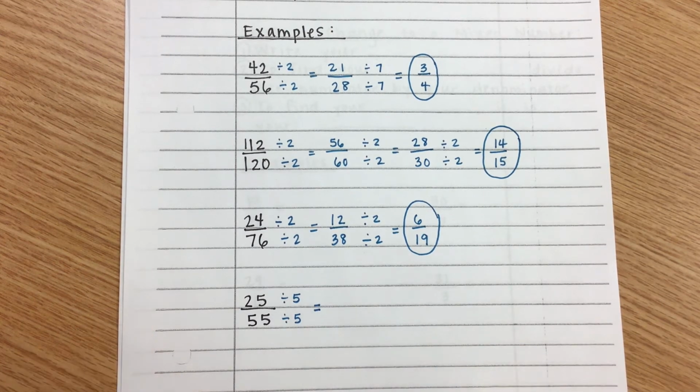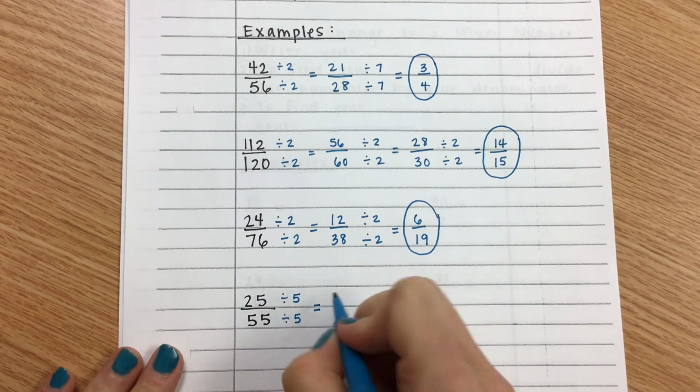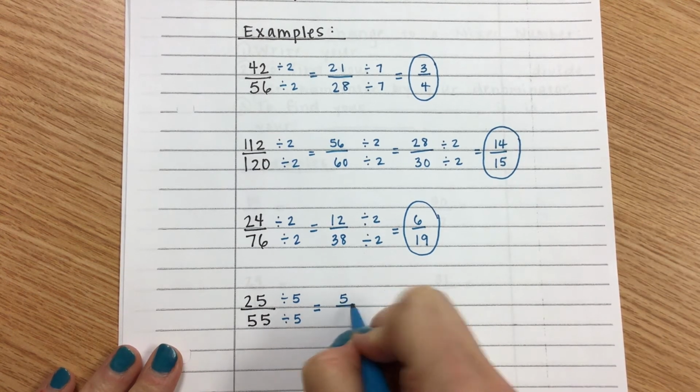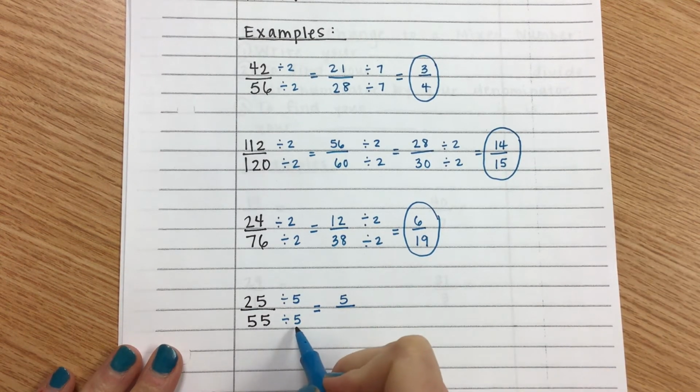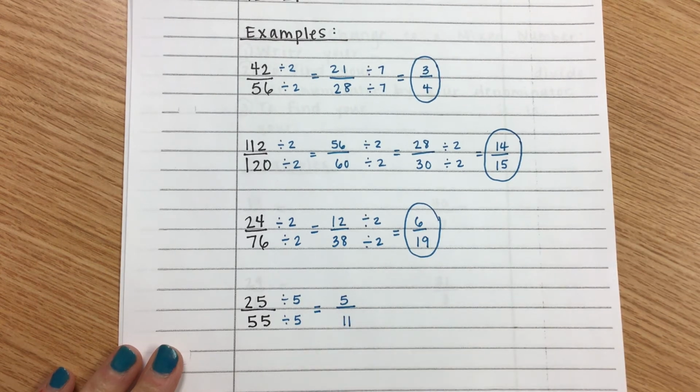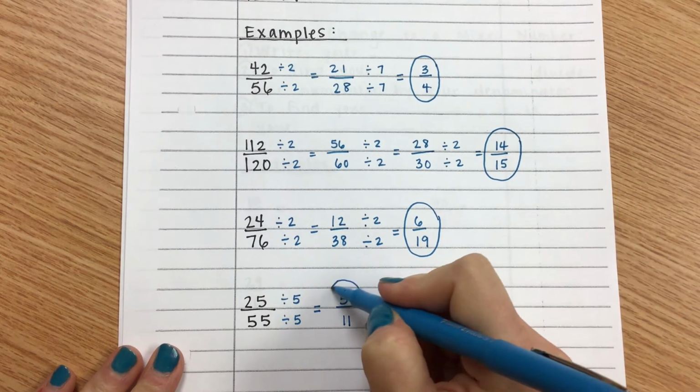This is where knowing your divisibility rules will help you. So 25 divided by 5 is 5. 55 divided by 5 is 11. So that takes you to your simplest form.